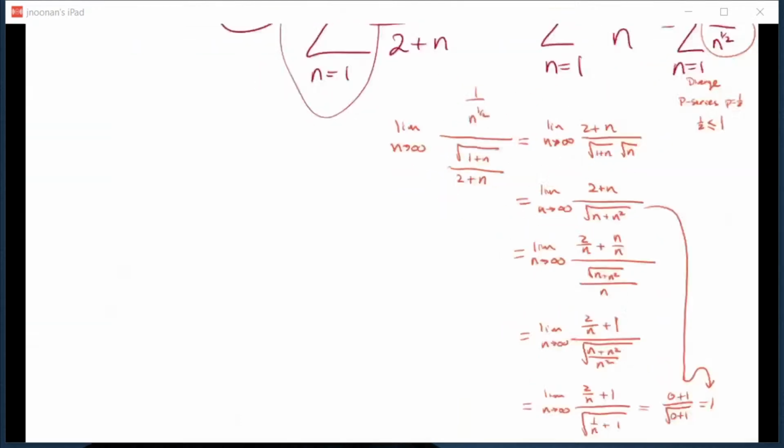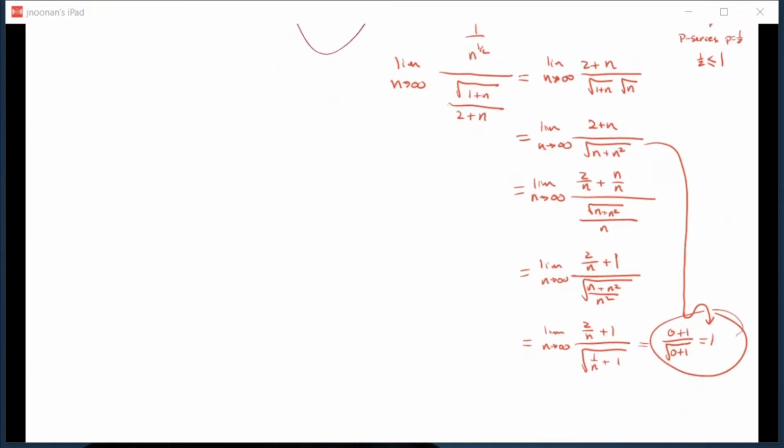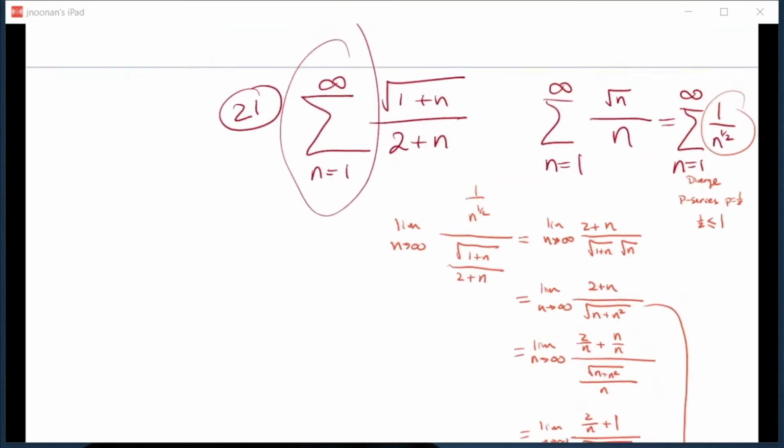Okay, so now these are linked because that limit is finite and non-zero. These are linked, so they will go to the same place. So because this one diverges, this one will also diverge. I know, a lot to do there.